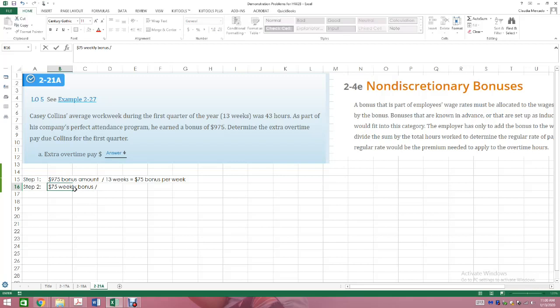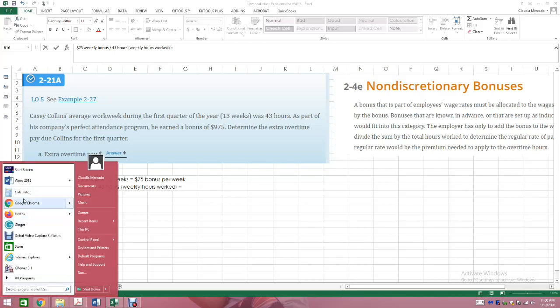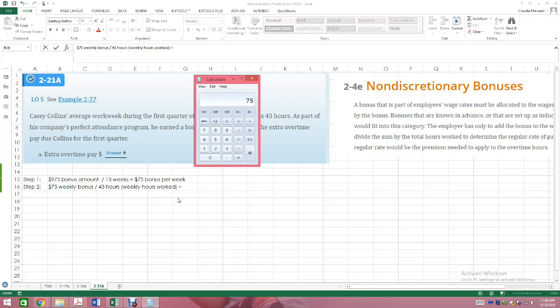43 hours, weekly hours worked. Okay. And that is going to give me, let's see what it gives us. $75 divided by 43, 1.744186. So we need to figure out how we're going to round this.